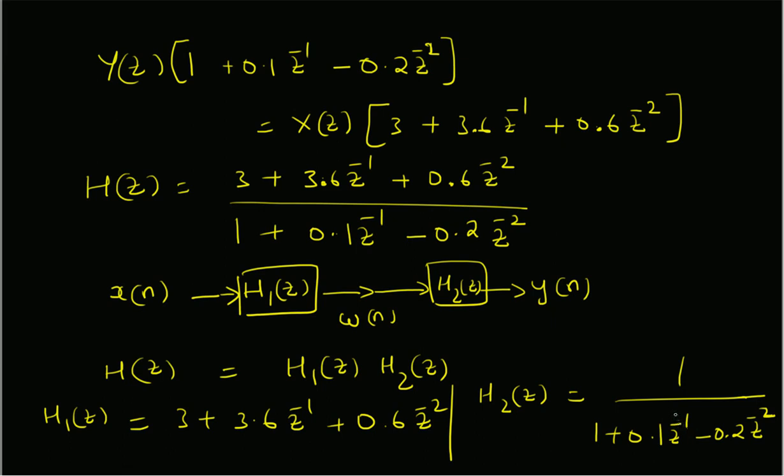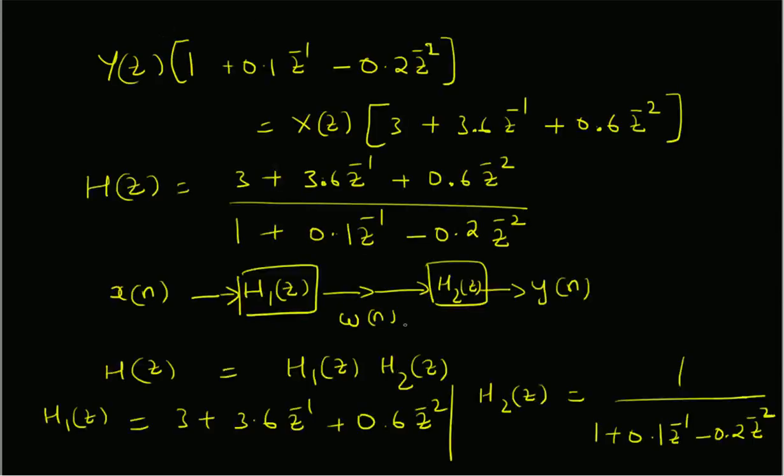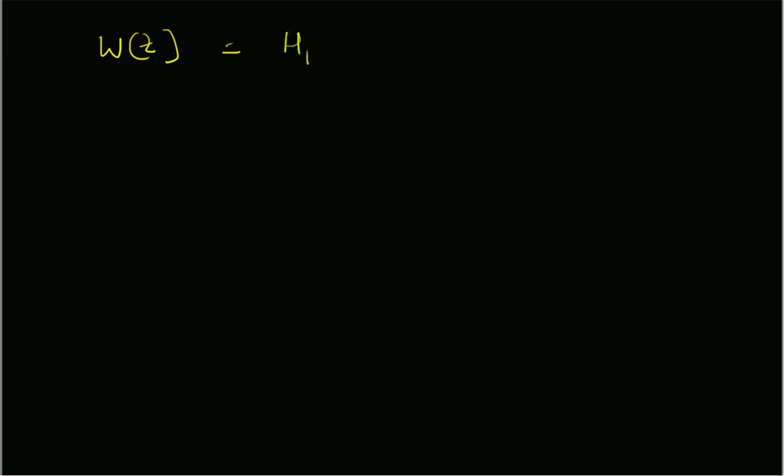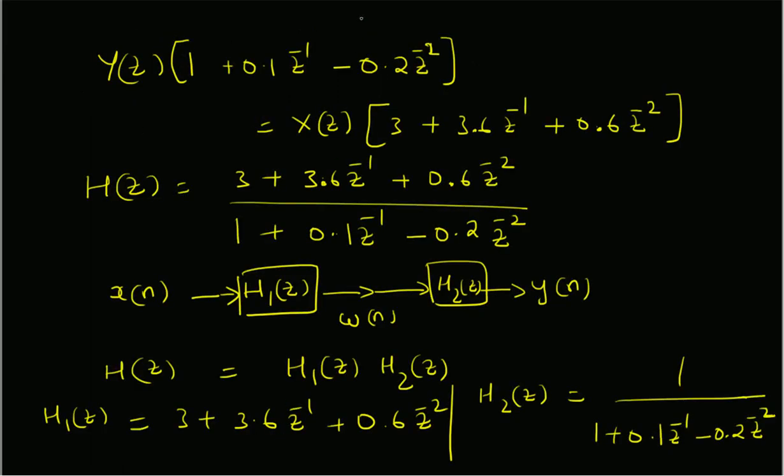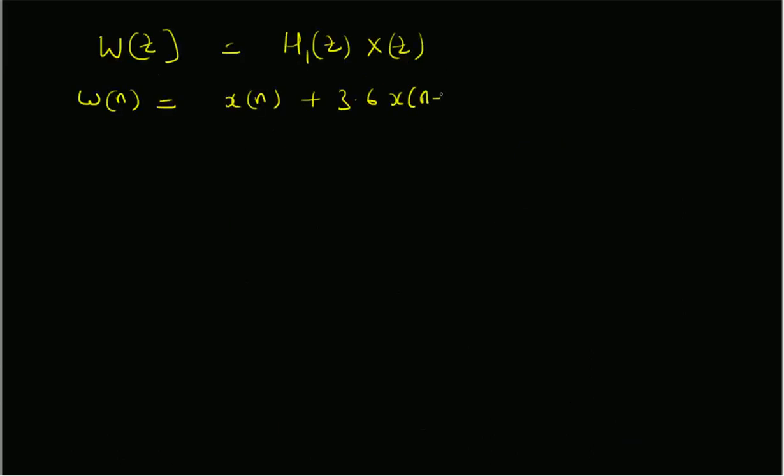So we can write the system functions, and now the next step is the relation between W of z, that is the z transform of the intermediate output w of n. So W of z is H1 of z into X of z. That basically means that by applying inverse z transform on both sides, we can easily write w of n as 3 x of n plus 3.6 x of n minus 1 and 0.6 x of n minus 2. So let us call this equation 1.